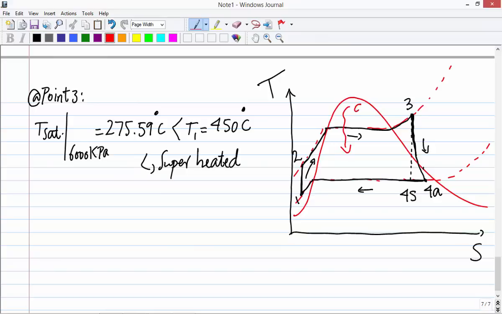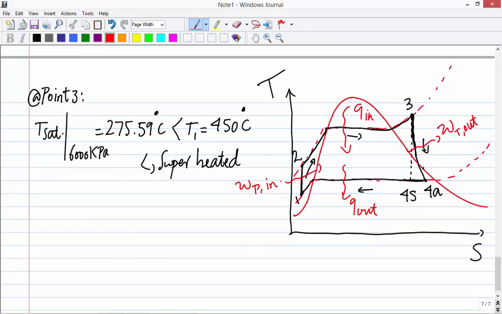Add heat, reject heat, work turbine out, pump in. That's all we want.